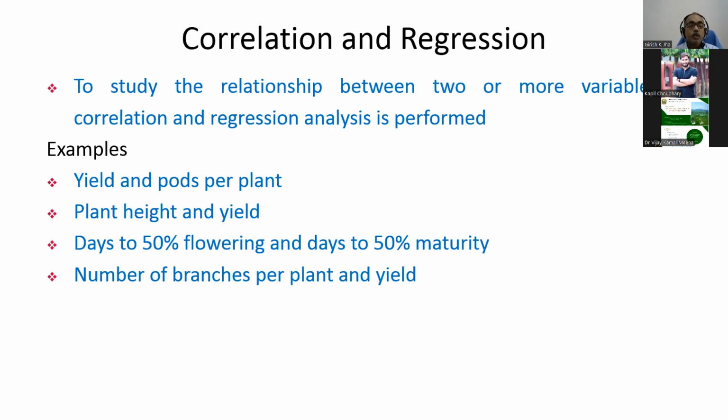Suppose you have data on yields as well as pods per plant. You have data on plant height and yield. You have data on days to 50% flowering and days to 50% maturity, or number of branches per plant and yield. Any such, then you try to understand the relationship between these two data: how the number of pods is related to the yield, or how fertilizer dose is related to the yield, how plant height is related to it. If you try to understand the relationship between any of these things, then you are going for a correlation regression.